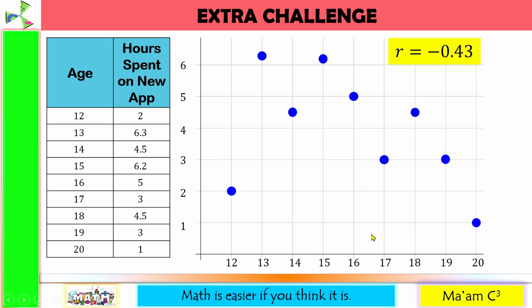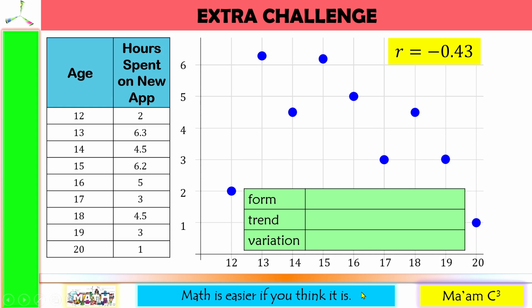Now let us determine the form, the trend, and variation. So the form, you can resemble a line here. So this is linear. The trend, since we have negative 0.43, so it is negative. For the variation, negative 0.43 is in between 0 and negative 0.5 on the number line going to the left. And that belongs to weak negative correlation. And this one here is what we call an outlier.